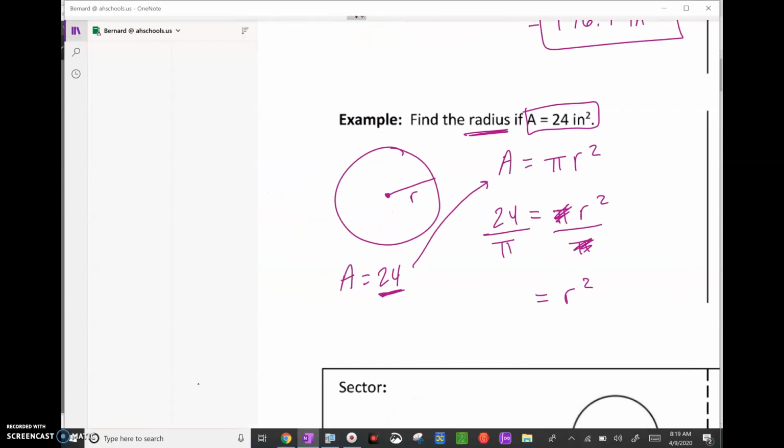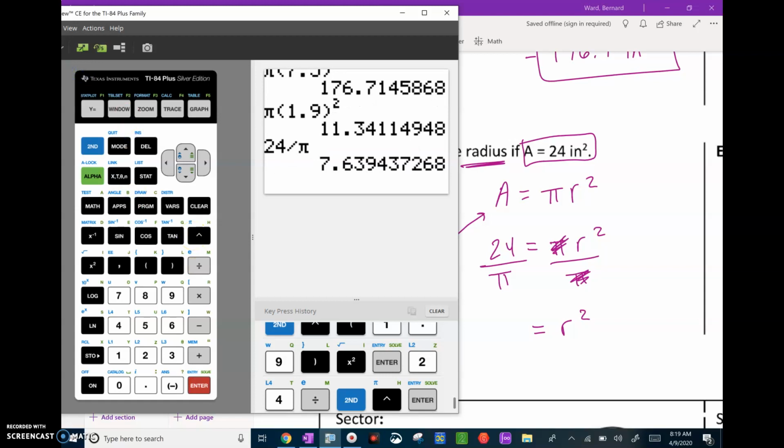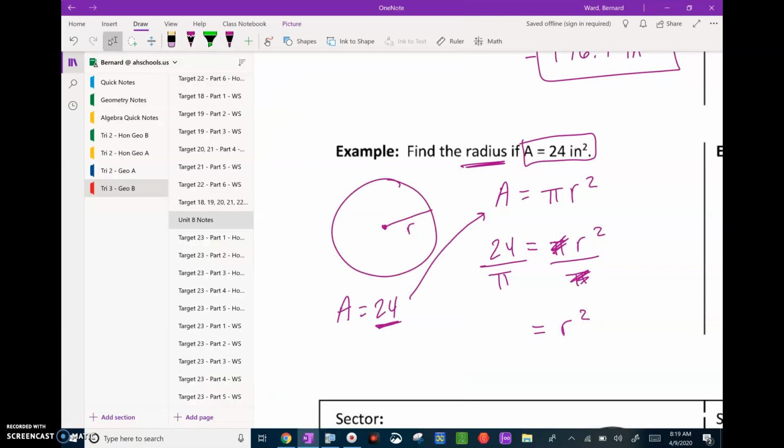But on the left, I need to just type 24 divided by pi into my calculator. 24 divided by pi. And I get 7.6. So r squared is 7.6. So then for me to get r, I don't want r squared, right? So I need to take the square root here. And so r will be whatever the square root of 7.6 is.